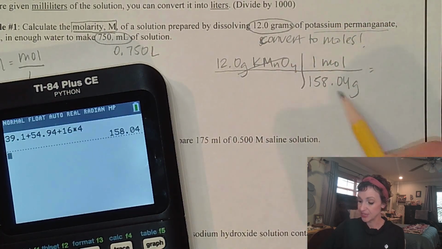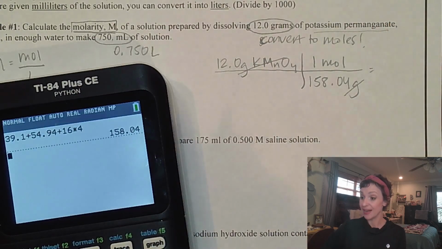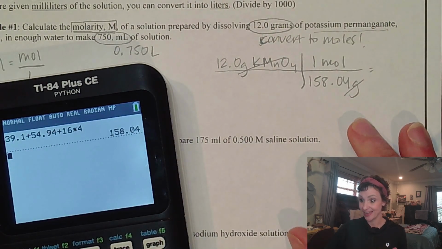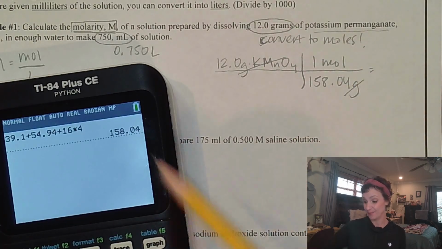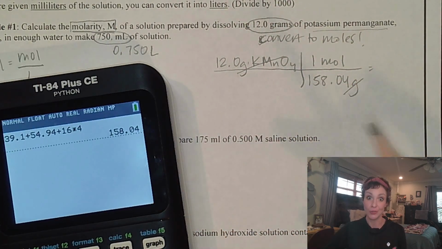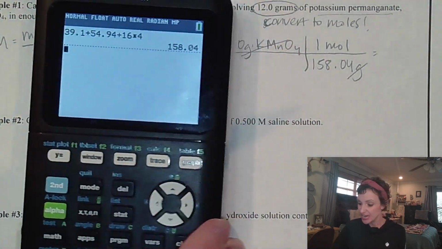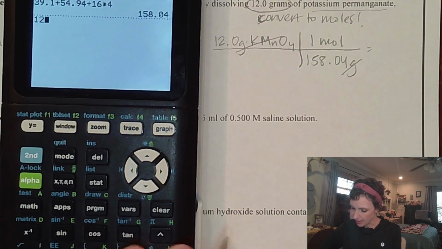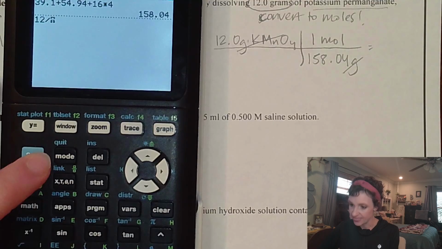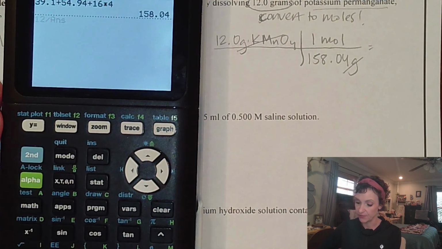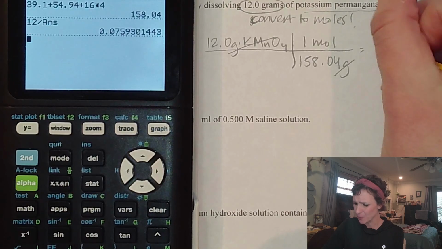Okay, so the grams cancel off on top and on bottom, so that way I know that the answer from this calculation, if I take 12 and divide it by that molar mass, I will get the moles of potassium permanganate, which is what you need to plug into my molarity calculation. So I'm going to say 12 divided by that answer that I previously solved for, that molar mass, and this is the number of moles.